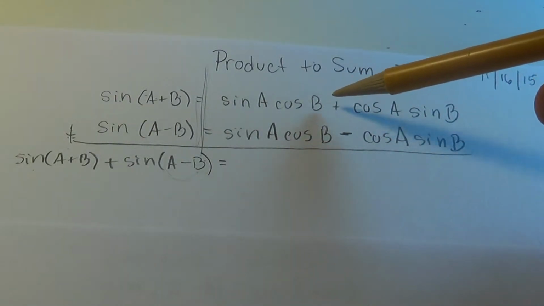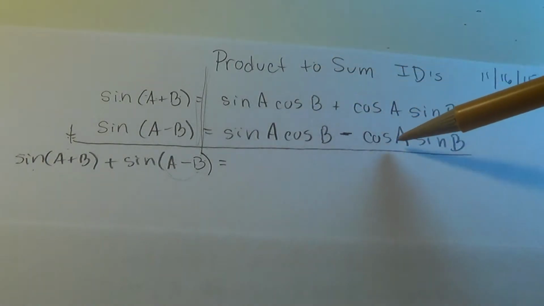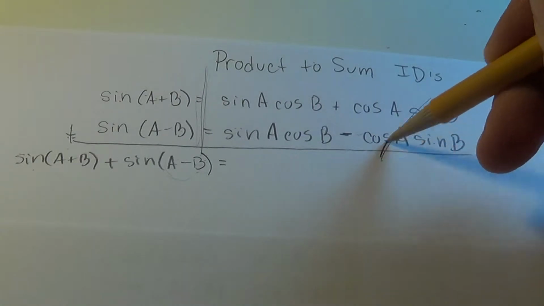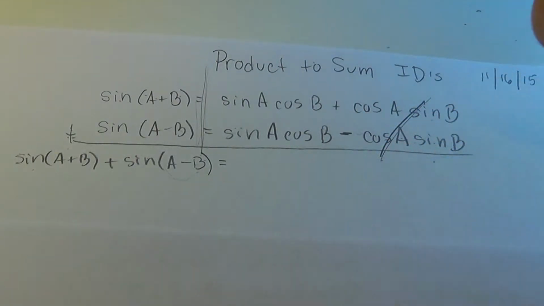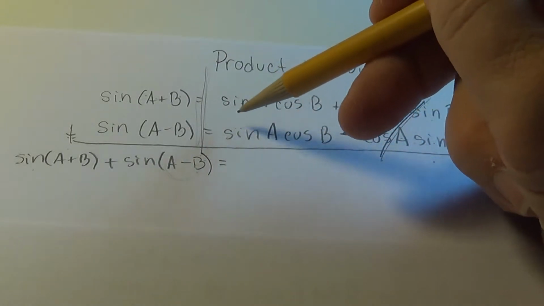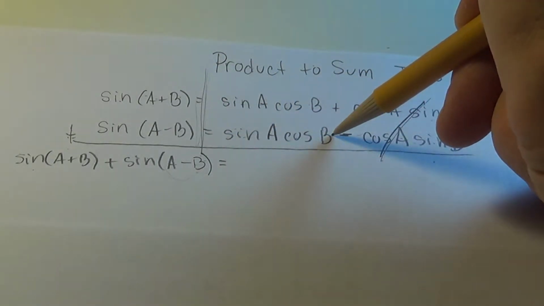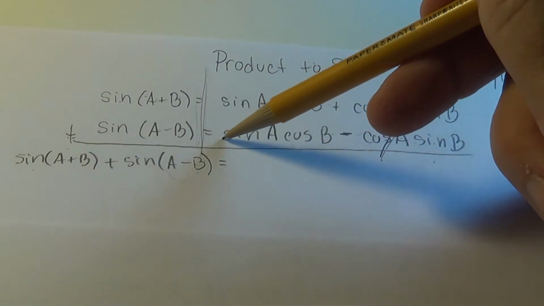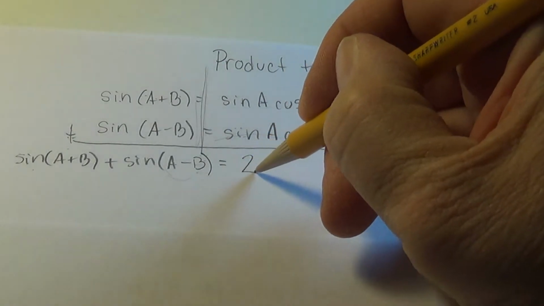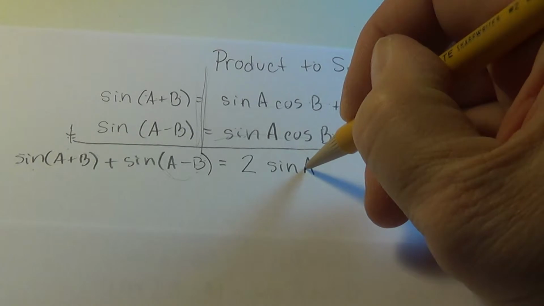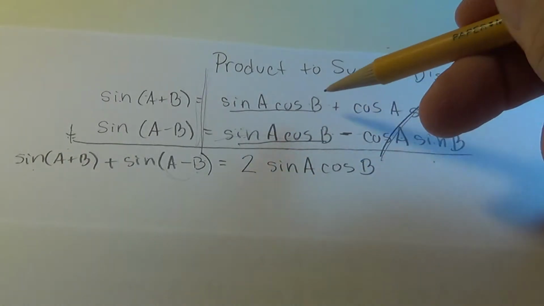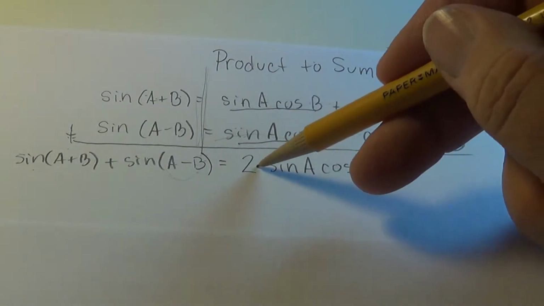Let's see what happens over here on the right. Here I see this actually crosses out, because cosine a sine b and minus cosine a sine b, that's all gone. But what is sine a cosine b plus sine a cosine b? Well, it's like we say all the time, one of these plus one of these is 2 of these. 1 apple plus 1 apple. These are the same, they're called like terms. So when you add x plus x, you get 2x.